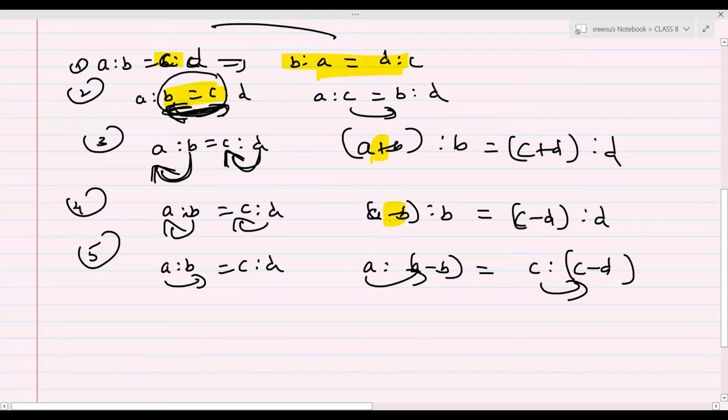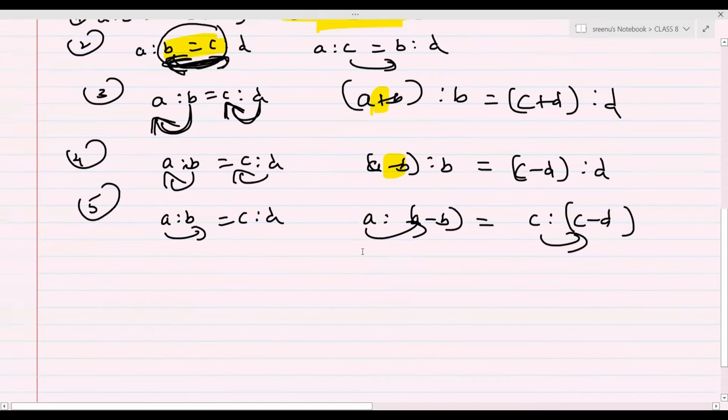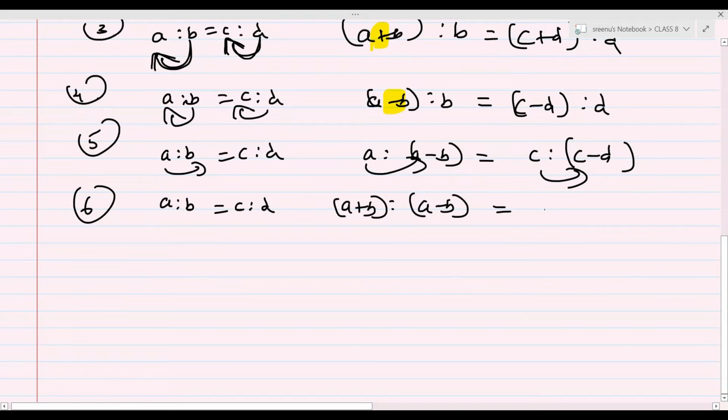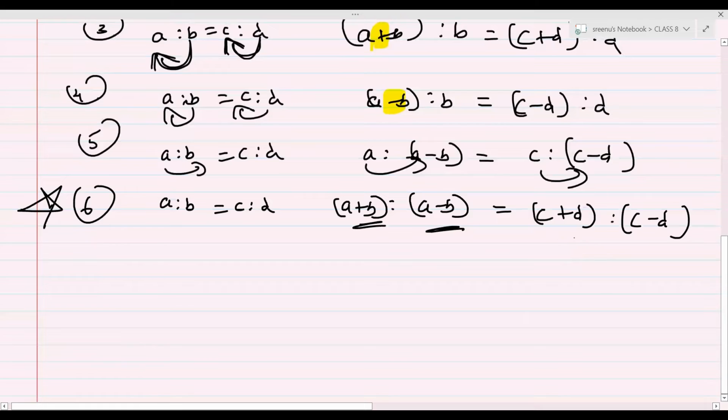Now the next one, componendo, dividendo. Two rules in one rule, one formula. What is this componendo and dividendo? A is to B is equal to C is to D. Then A plus B is to A minus B is equal to C plus D is to C minus D. This is important. So A plus B and A minus B: one time addition, one time subtraction. This is called componendo, dividendo.